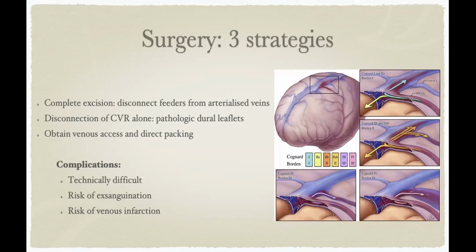The second strategy is to disconnect the sinus system, which is getting the retrovenous drainage from these meningeal arteries or feeders. This is done by splitting the dura. The third surgical strategy can be direct opening of the sinuses and then packing the sinuses so that there is no more retrograde regurgitation of the vessels into the venous sinuses. But the complications are that these are technically not that easy. There's always a risk of heavy bleeding and also the risk of venous infarction, if we are obstructing the pathway of the normal venous drainage of the brain. So these are the different complications which are expected with surgical intervention.